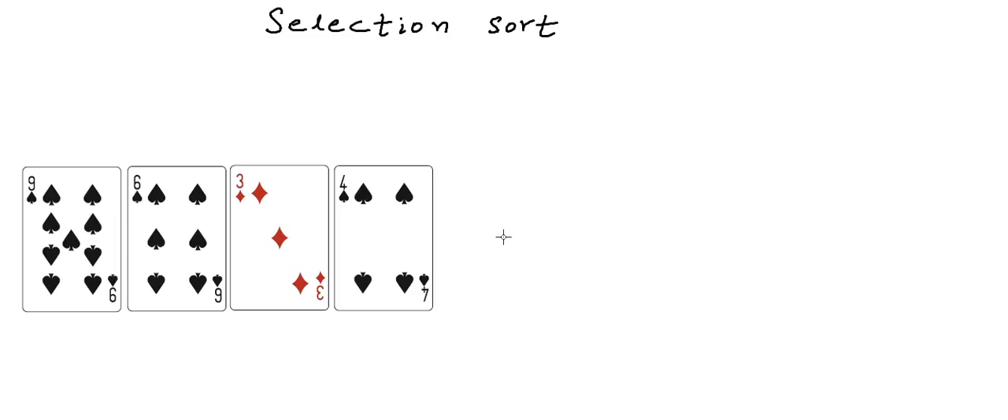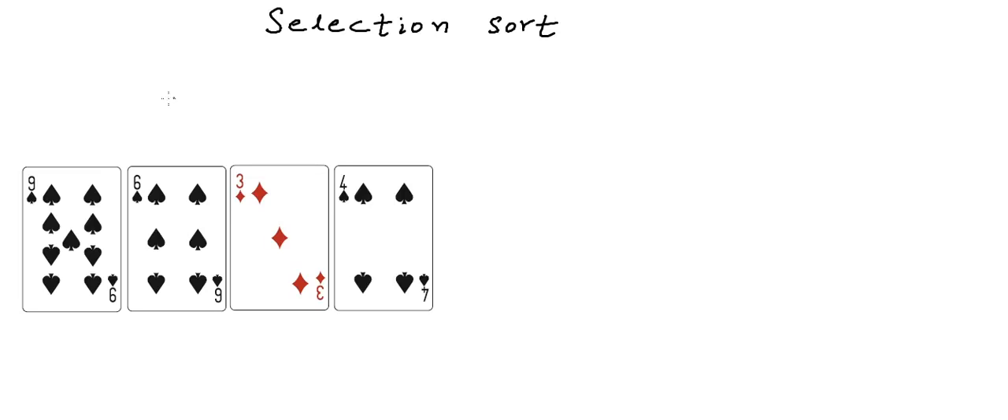sort. Selection sort, in my opinion, is the simplest sorting algorithm, and this is what one would do most intuitively. Okay, so let's get started. Let's think of a simple sorting scenario. Let's say we have a set of cards and we want to arrange these cards in increasing order of rank.